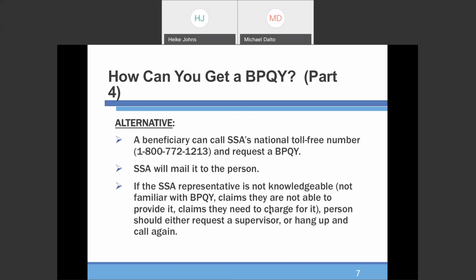Now, the only trick to this is once the individual has the BPQY, then you need to find a way to get it. Either the person needs to scan it or take a picture of it and email it or text it to you, or they need to snail mail it to you or perhaps fax it.